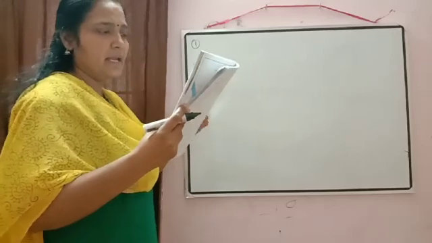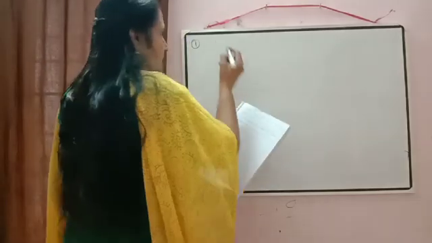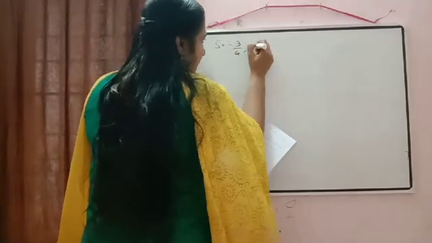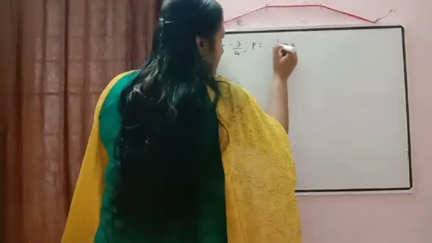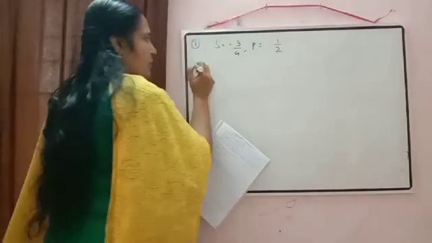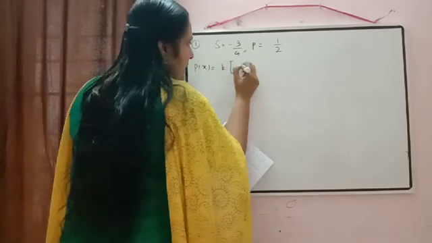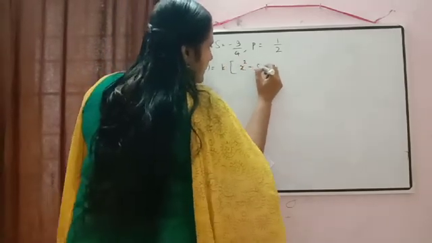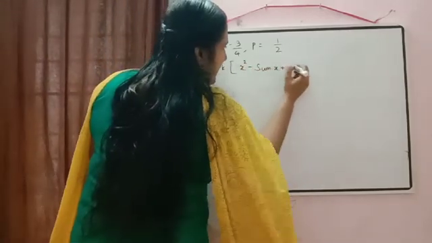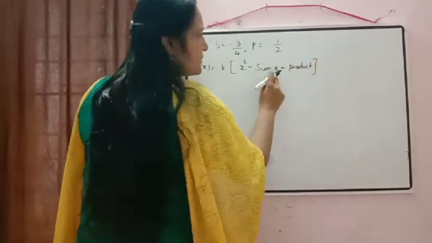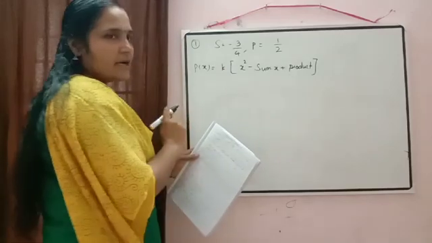We have to frame the polynomial. So first question is sum is equal to minus 3 by 4 and product is equal to 1 by 2. So we know the formula is P of x is equal to k into x square minus sum of the zeros into x plus product of the zeros. Correct?